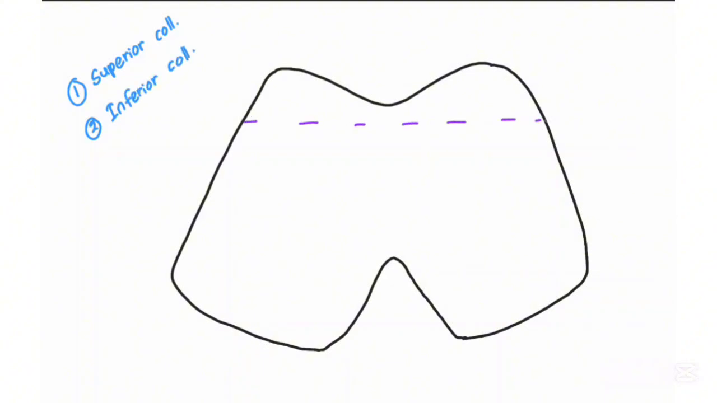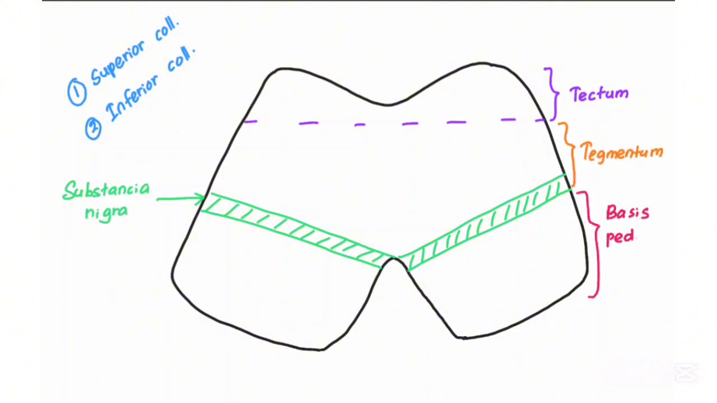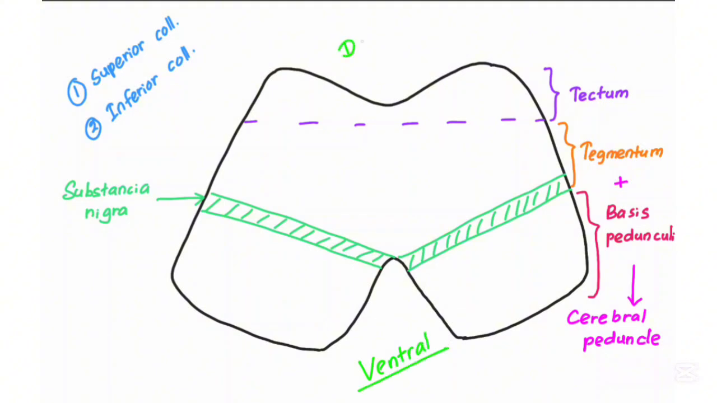Midbrain has three parts. The first part is the tectum, and the rest is divided into two by the substantia nigra. So here is tegmentum, and the other part is basis pedunculi. Collectively, these two are known as the cerebral peduncle. So here's the ventral surface and here's the dorsal surface. And at the middle, you can see the aqueduct.